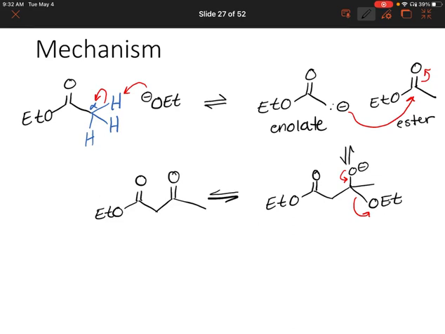All right, so it looks like we formed our beta keto ester. However, unfortunately, we can't stop here. So the alpha carbon that sits between our two carbonyl groups has very acidic protons on it. Acidic. Now, why are those protons so acidic?